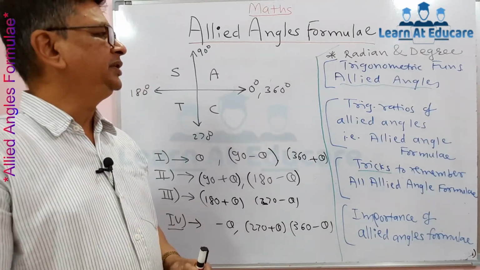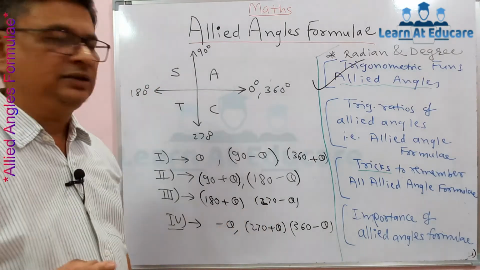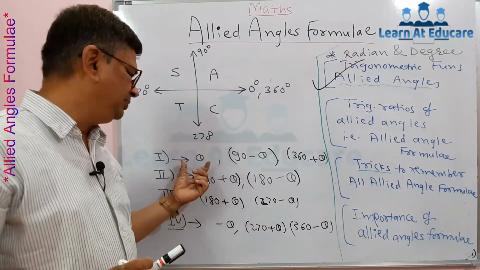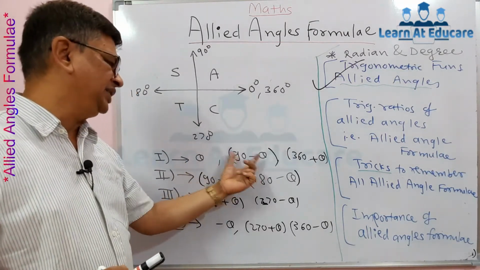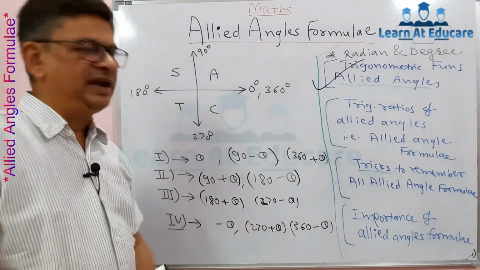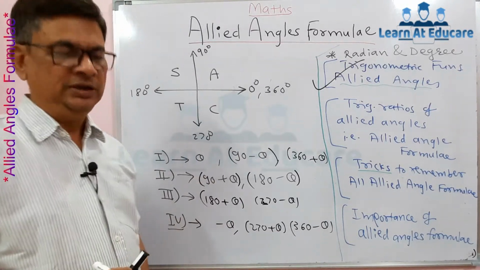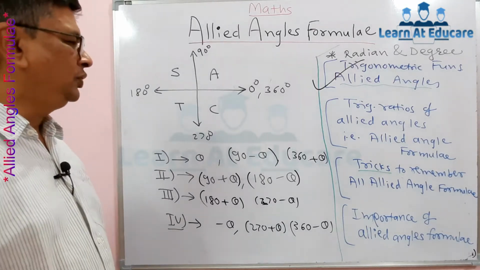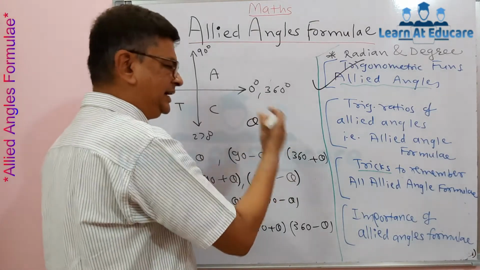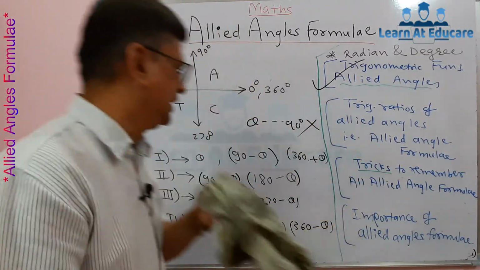But now we deal with allied angles. What is meant by allied angles? If theta is any given angle, then 90 minus theta, 90 plus theta, 180 minus theta, 180 plus theta, 270 minus theta and 270 plus theta, and also 360 plus theta and 360 minus theta, are called allied angles. So an allied angle with theta differs from theta by 90 degrees or its multiple.